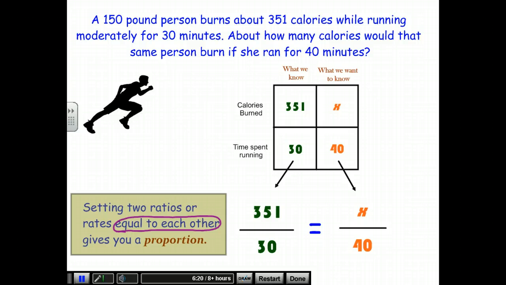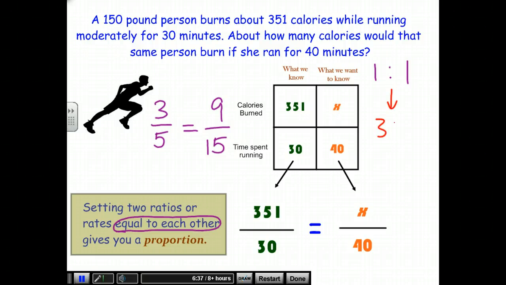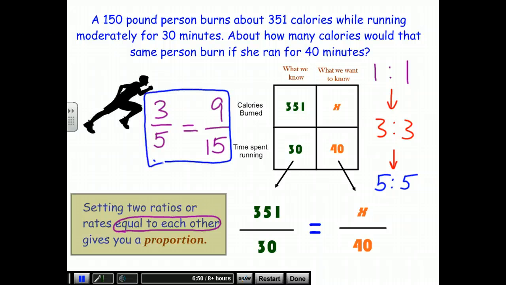And we can create simple proportions for things like if we compare 3 to 5, that's the same as comparing, say, 9 to 15. Or if we compare something like 1 to 1, that's the same as comparing 3 to 3. That is the same as comparing 5 to 5, etc. But when we set them equal to each other, we end up with what's called a proportion. So to set this particular problem up, we find the ratio of calories burned to minutes run that we know. We make that exact same ratio.